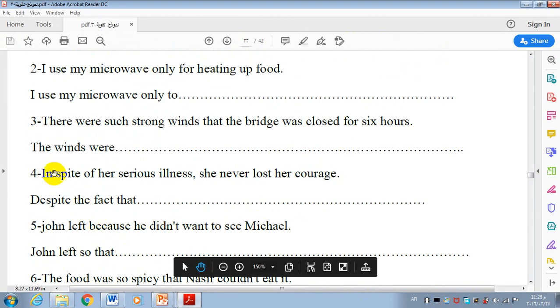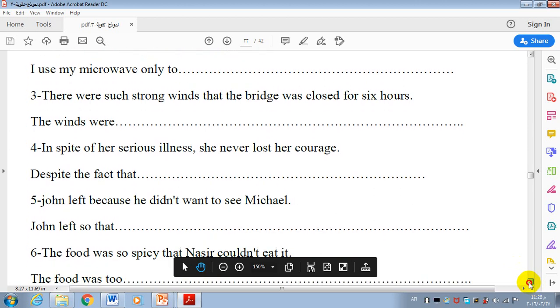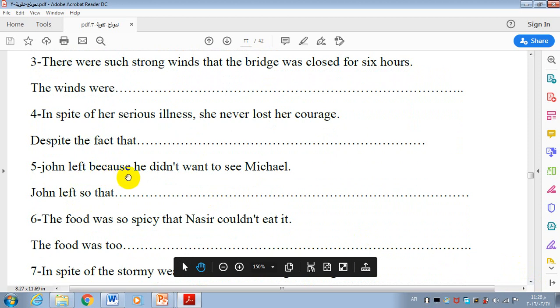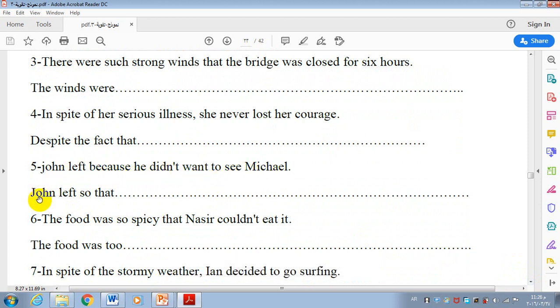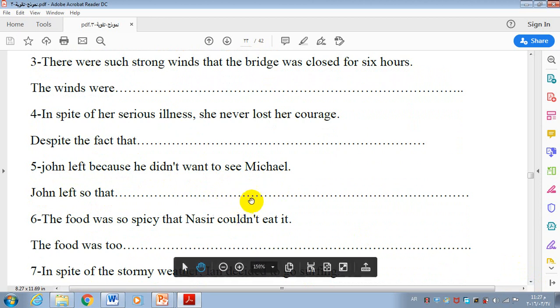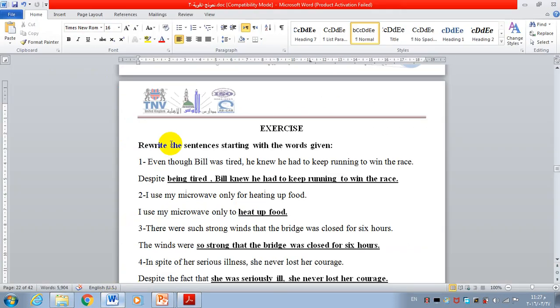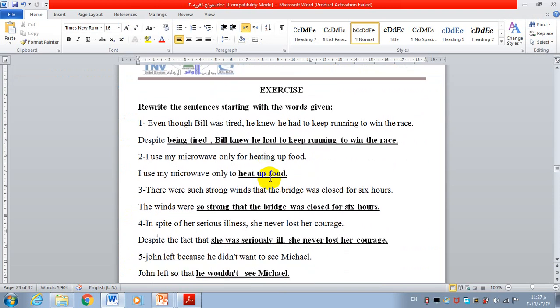Now with question number 5. John left because he didn't want to see Michael. John left so that what? Think and give me the answer. Okay, the right answer is John left so that he wouldn't see Michael. Because in the main sentence he said he didn't want to see Michael. So after so that we use wouldn't plus the infinitive.